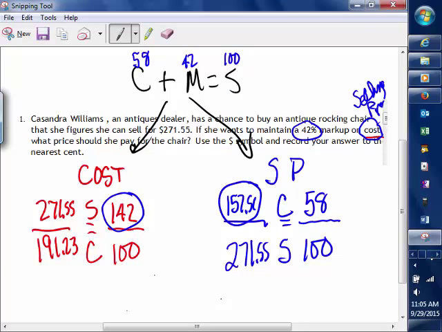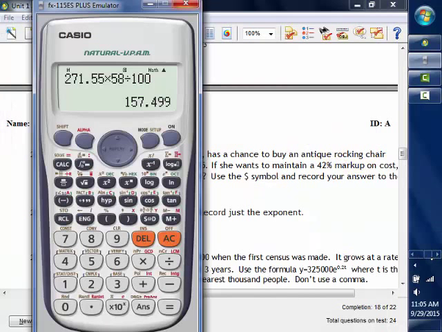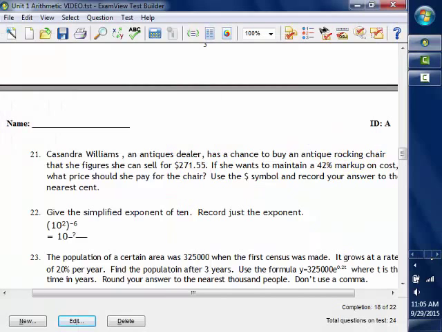So I want you to notice those two numbers are different, and it's based on whether it says markup on cost or markup on selling price. So the most important thing that you should pay attention to is what it says when it talks about what kind of problem you've got.